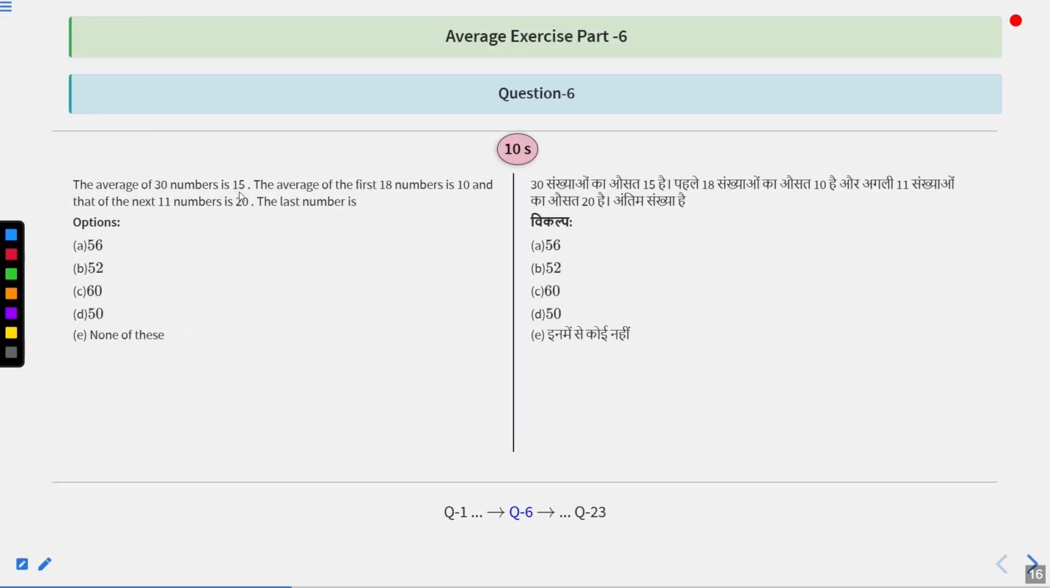The average of 30 numbers is 15. The average of the first 18 numbers is 10 and that of the next 11 numbers is 20. The last number is. You have 5 options and 10 seconds to analyze the question. Your time starts now.